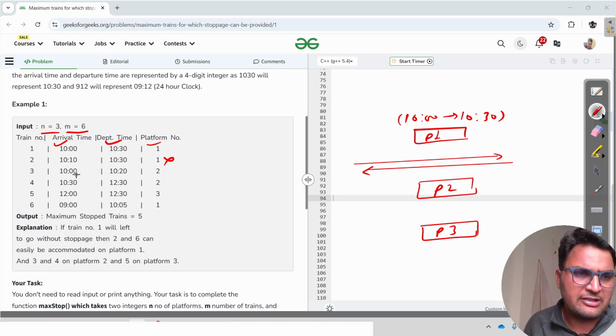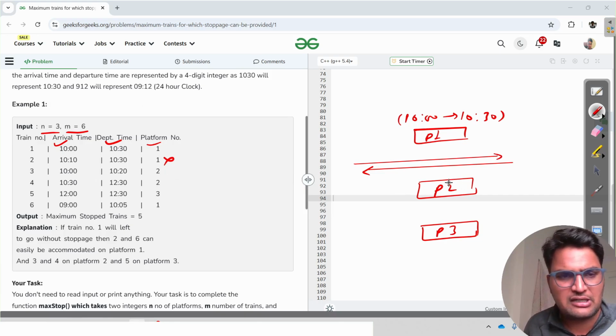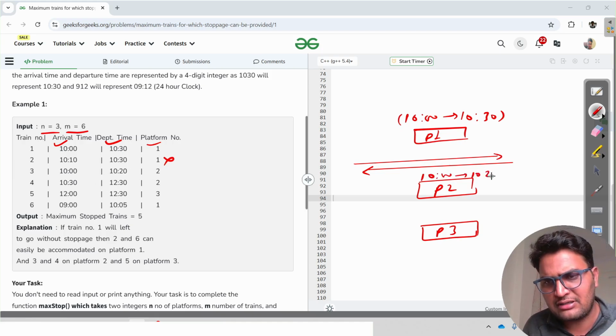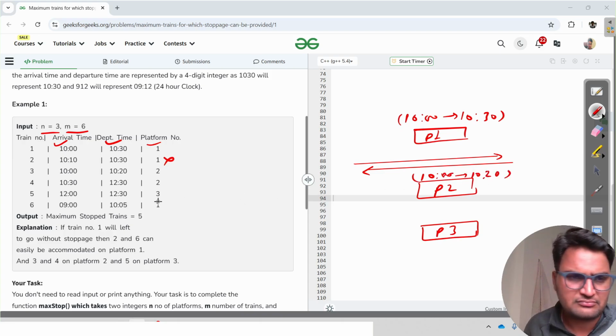And the third train, the arrival time is 10, 10:20 is the departure time, and platform number is 2. So platform number 2 is empty, correct. So here we can stop this train, 10:00 to 10:20. This train can be stopped here.